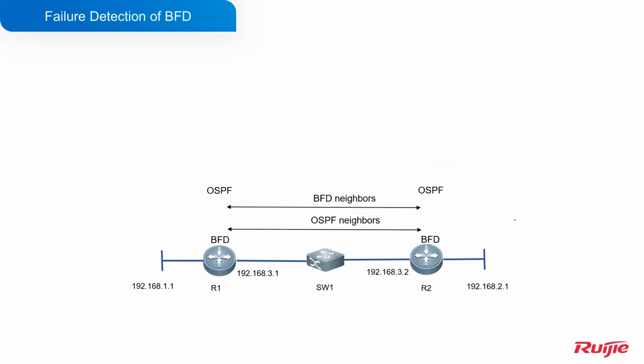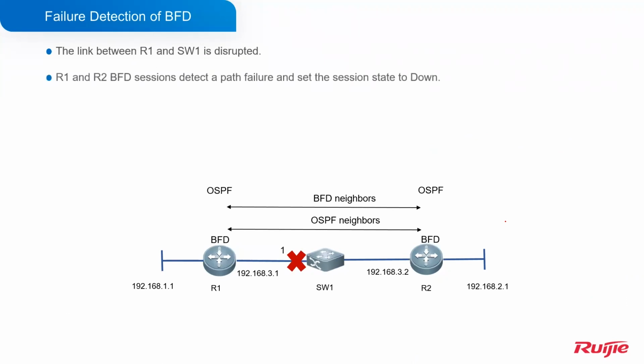And then let's see the failure detection of BFD. Since we have introduced the process of setting up a BFD session, after successfully setting up the BFD session, BFD will start the path failure detection. Let's see how that works. Now, the link between R1 and SW1 is disrupted. You can see here it's disrupted. And then the R1 and R2 BFD sessions detect a path failure and set the session state to down. So firstly, BFD will detect the failure. And once BFD detects the failure, the state of the session between R1 and R2 will be turned down.